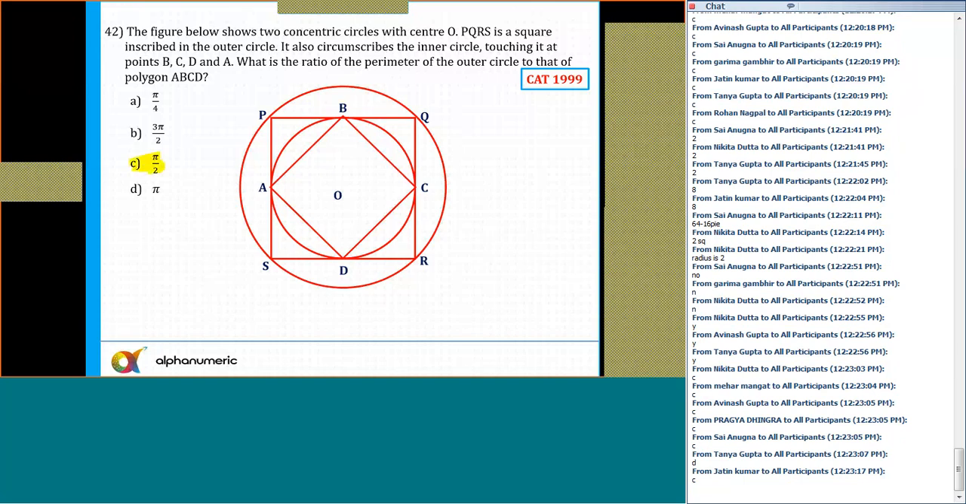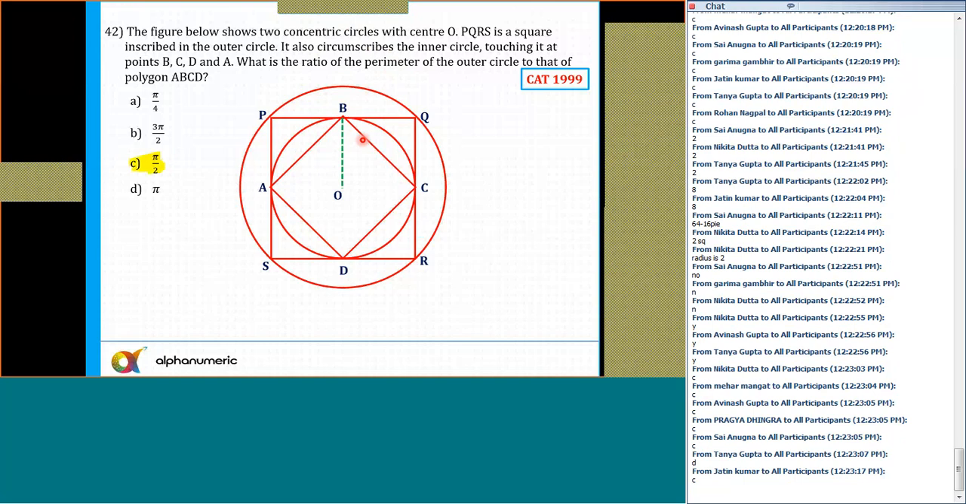Let me see. The figure below shows two concentric circles with center O. PQRS is a square inscribed in the outer circle. It also circumscribes the inner circle, touching it at the points ABCD. What is the ratio of the perimeter of the outer circle to that of the polygon ABCD?